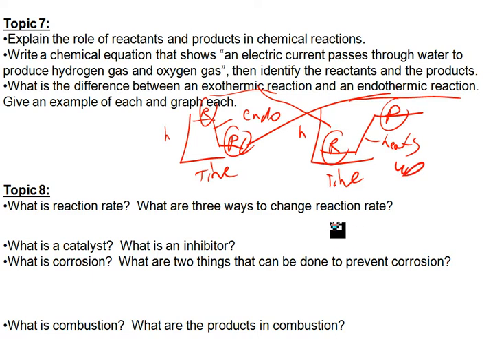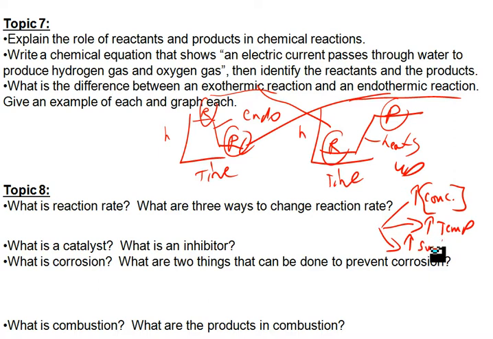We talked about reaction rate in the 4 ways. So if you increase the concentration of the reactants, one of them, if you increase the temperature, that will speed up a chemical reaction, or if you increase the surface area. So 3 ways. What's a catalyst?